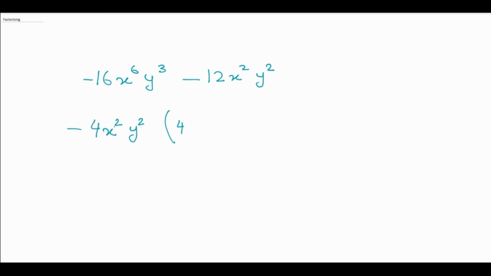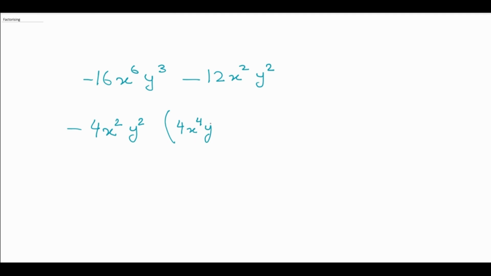Let's now move to the x. X squared times what gives me x to the power of 6? X squared times x to the power of 4 will give me x to the power of 6. Then let's move to the y's. Y squared times what will give me y to the power of 3? Y squared times y will give me y to the power of 3. And that's the first term done inside the bracket.